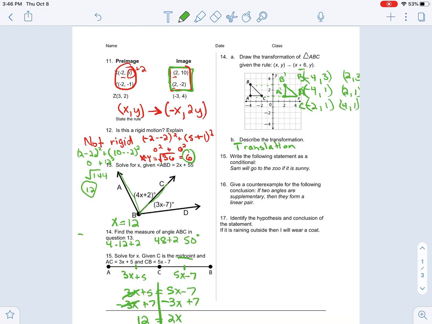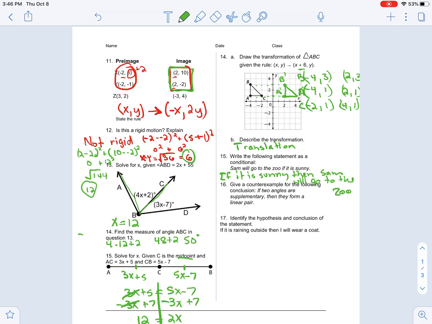Okay, write the following statement as a conditional. Sam will go to the zoo if it is sunny. So say this way, if it is sunny, then Sam will go to the zoo.